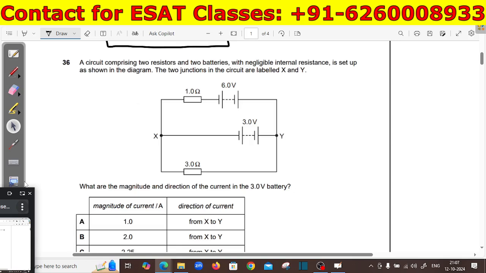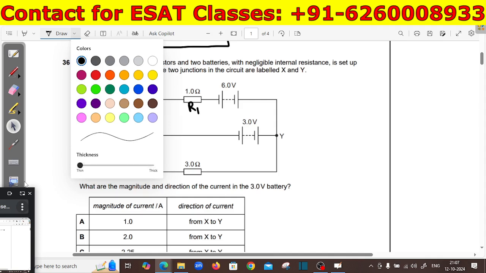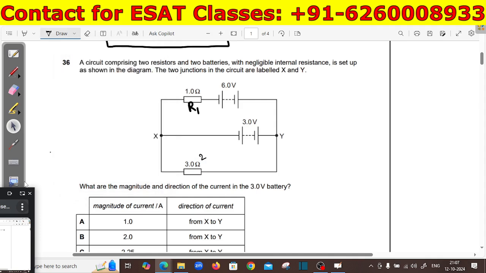So the question is saying a circuit comprising two resistors and two batteries, as you can see. Let's suppose this is the resistor R1 and this is the resistor R2 with the two batteries. This is the 6-volt battery, and this is the 3-volt battery with negligible internal resistance, set up as shown in the diagram. The two junctions in the circuit are labeled X and Y. You can see this is the first junction X and this is the second junction Y.